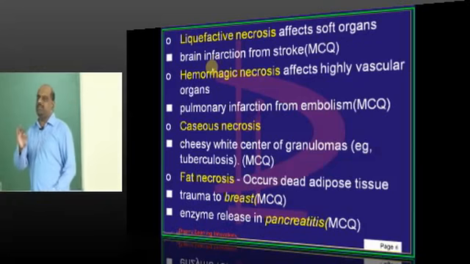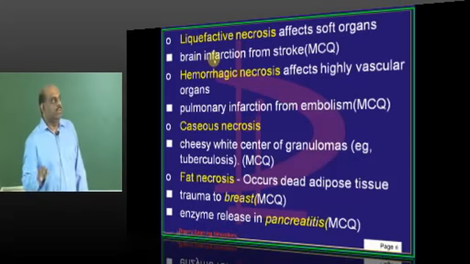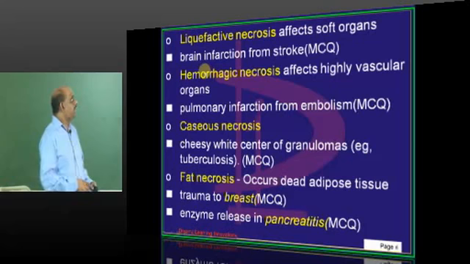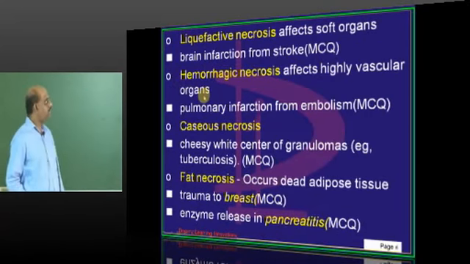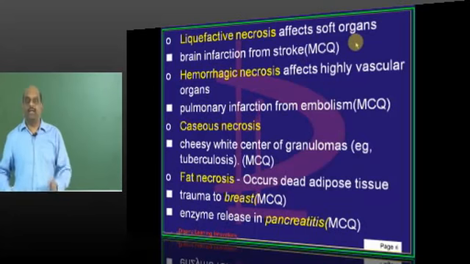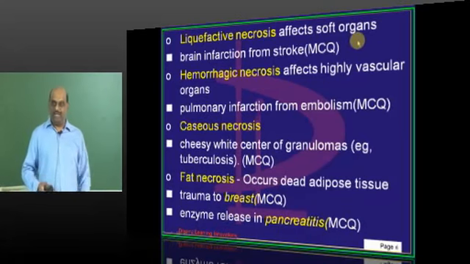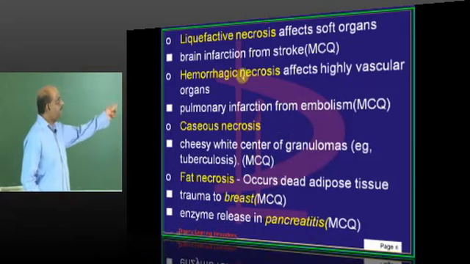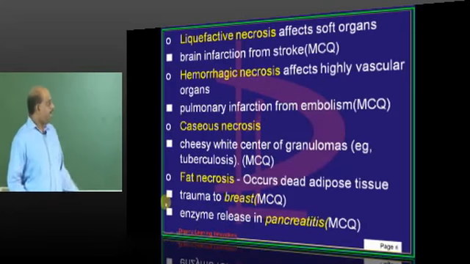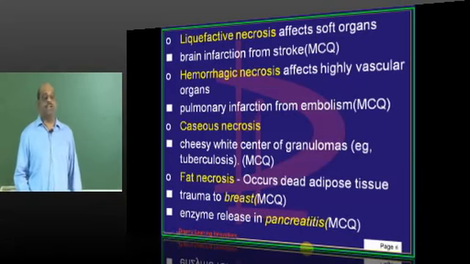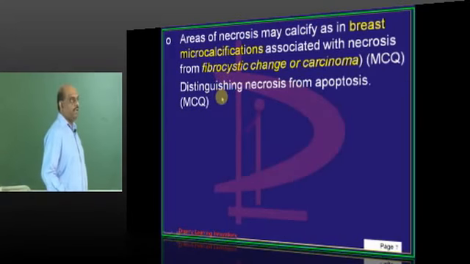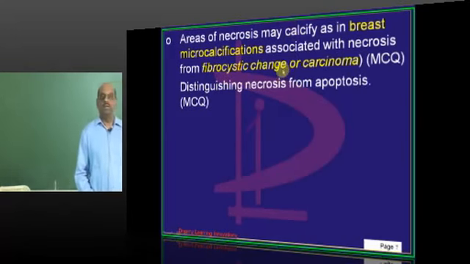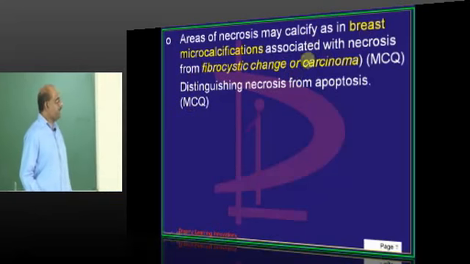Note the different types of necrosis. Mainly, you must know which scenario has which type of necrosis. Liquefactive necrosis occurs in the case of brain infarction from stroke. Any highly vascular organ, like the lung which has dual circulation, whenever necrosis occurs there, it becomes hemorrhagic necrosis. In TB, you have caseous necrosis. Then in the breast and in pancreatitis, when there is a trauma to the breast, you have a fat necrosis, and there can be a few microcalcifications which also can occur in the necrotic tissue in the case of carcinoma.